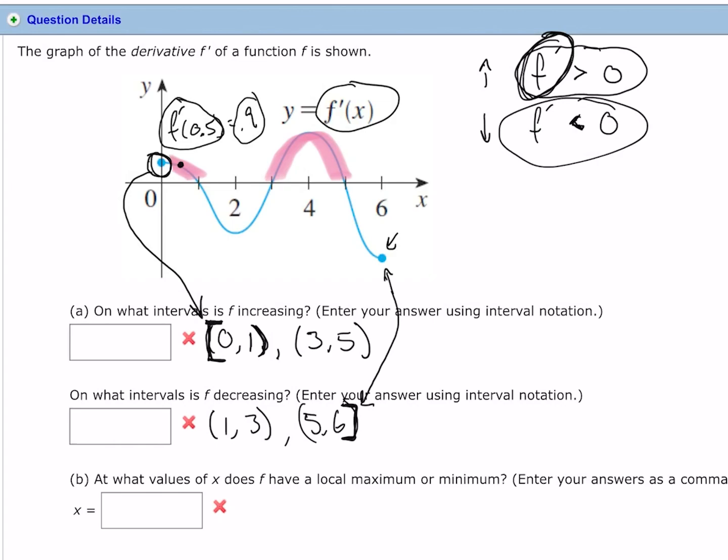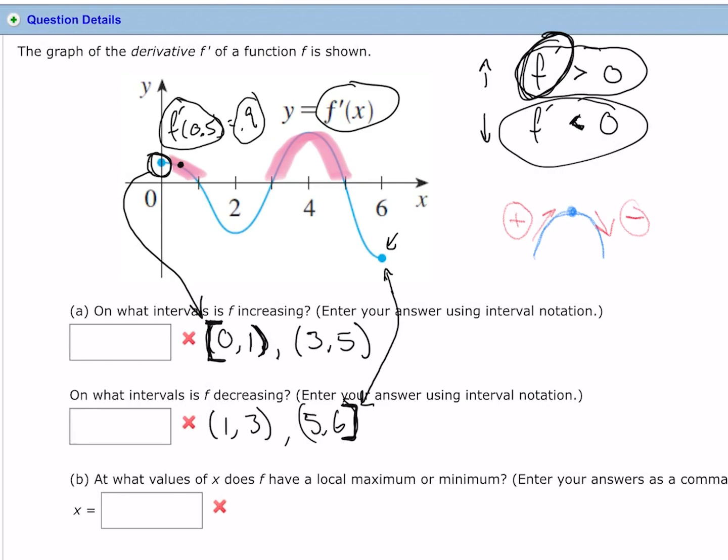Part B, at what values of x does our function have a local maximum or minimum? When does a maximum happen again? What does a maximum look like? Well, if our original function looked like this, this point right here would be the maximum, and to the left of that point our function is increasing, and to the right of that point our function is decreasing. In other words, f prime is positive here and f prime is negative here. So where are we changing from having a positive f prime to having a negative f prime?